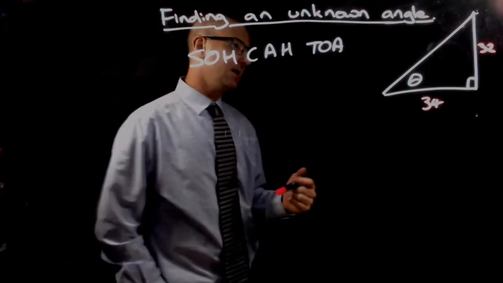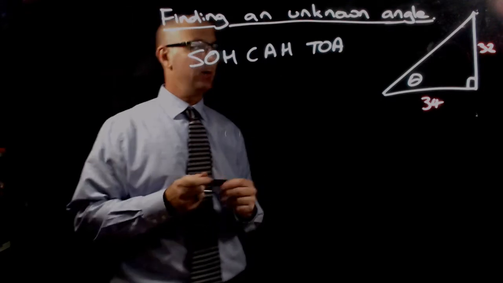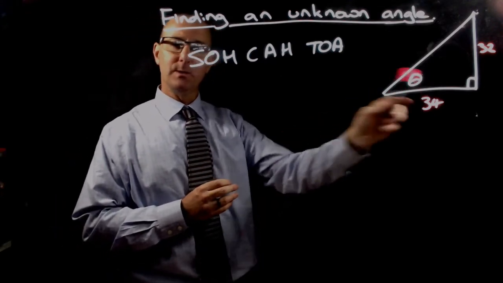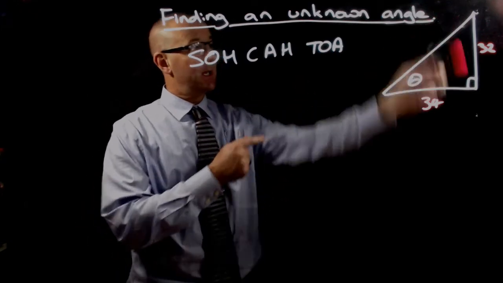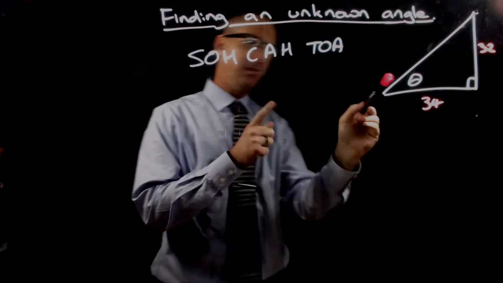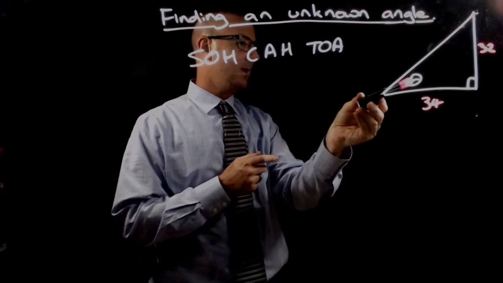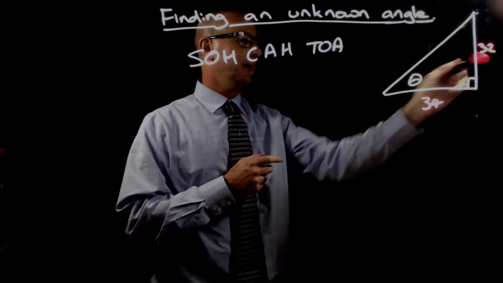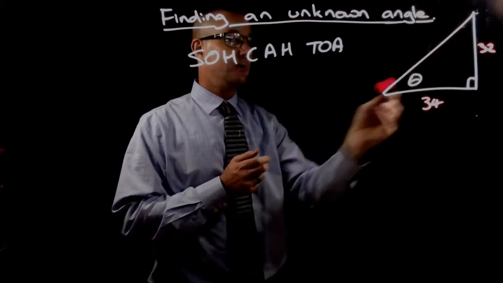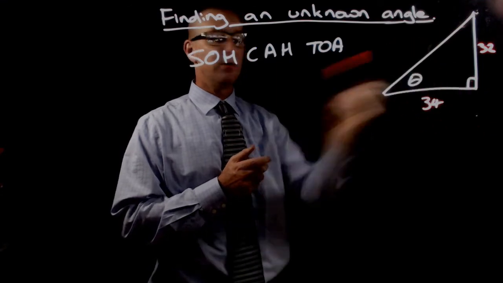This is the second example of finding an unknown angle. You can see in this case we've got our angle theta, which we need to find, and we've once again got a right angle triangle. We've still got our right angle here, but this time in relation to our angle theta we know the opposite side length and we know the adjacent side length. So here we don't know the hypotenuse, which is opposite the right angle.